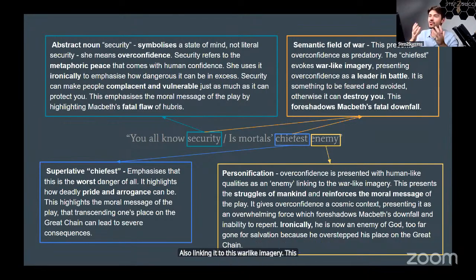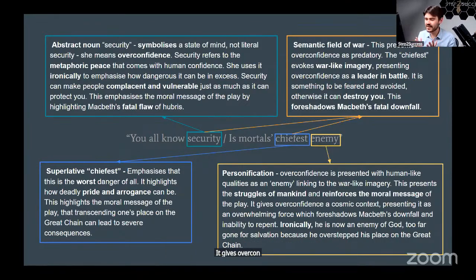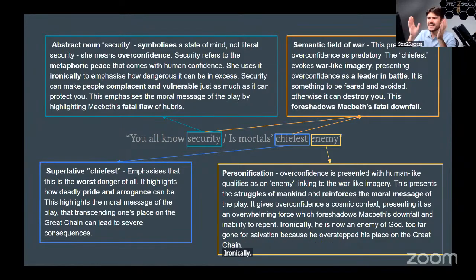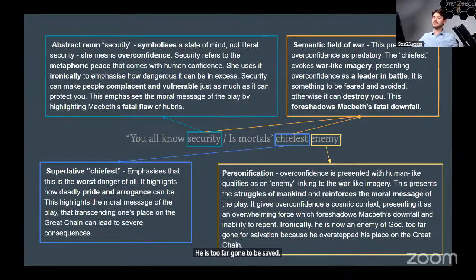This presents the struggles of mankind. It reinforces the moral message of the play. It gives overconfidence a cosmic context, presenting it as an overwhelming force which foreshadows Macbeth's downfall. Ironically, he is now an enemy of God. He's broken the great chain of being. He's done sinful acts and therefore will not be forgiven in the eyes of God. He is too far gone to be saved. He's overstepped his place in the great chain.